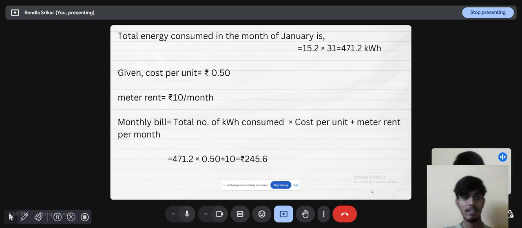Since in the question it is given that the cost per unit is 50 paise, which is helpful in calculating the monthly bill. To obtain the monthly bill, we'll be multiplying the total energy consumed into cost per unit. If the meter rent is specified, we'll be adding it, or else if it is not specified, we will not include it. So, monthly bill is total number of kilowatt hour consumed into cost per unit plus meter rent per month, which is 471.2 kilowatt hour into 0.50, which is the cost per unit, plus 10, which is the meter rent, which results up to 245.6 rupees.